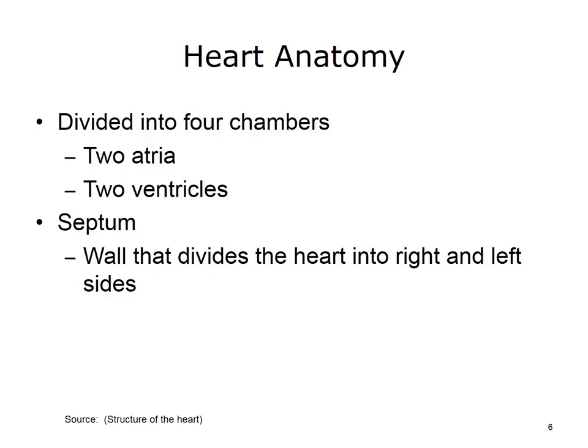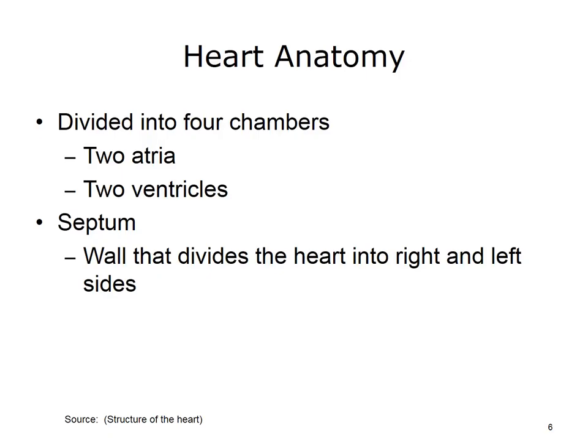The heart has a right and left side. The heart is divided into its right and left sides by a wall called the septum. The right side of the heart delivers blood to the lungs, where carbon dioxide, or CO2, is exchanged for oxygen. The left side of the heart then pumps oxygenated blood to the body.